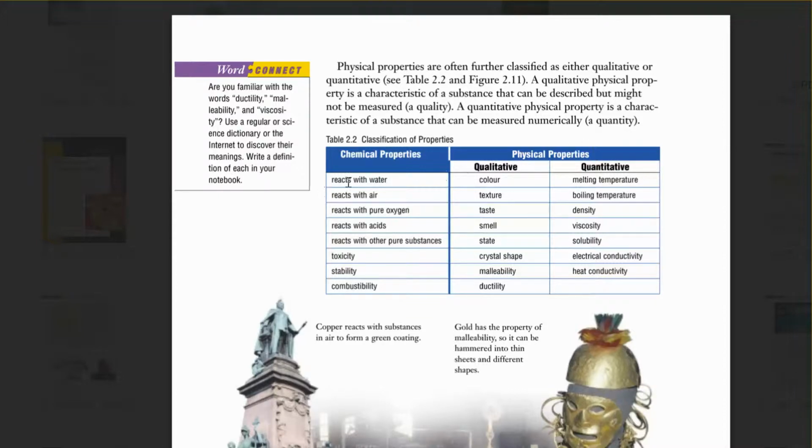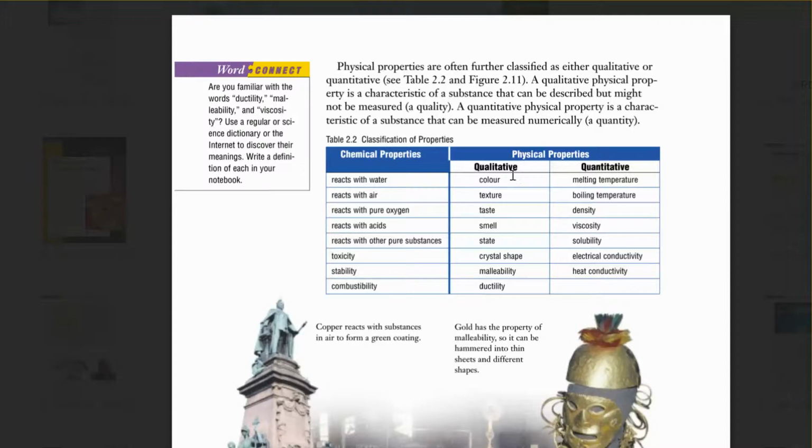So you can see we've got reacts with water, reacts with air. If you see the word reacts, you're dealing with a chemical property. So kind of a dead giveaway. Reacts with acids, other pure substances. Toxicity. So toxicity, it's also kind of saying it's going to react with your skin or with you, right? And combustibility. Is it going to react by igniting?